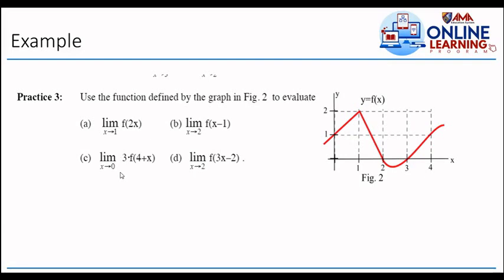Okay? For the last one, the limit of the function of 3x minus 2 as x approaches 2. So 3 times 2, we have 6 minus 2 is 4. As w approaches 4, project it upward, project it to the left, the answer is 1 po. So your answers for letter A, 0. For letter B is 2. For letter C is 3. For letter D is 1.